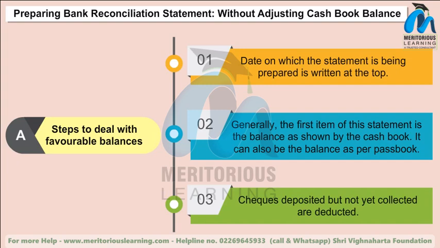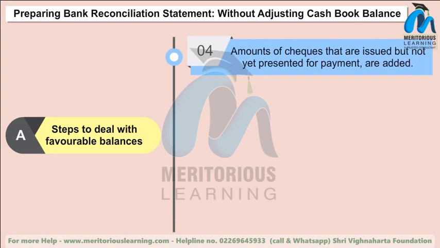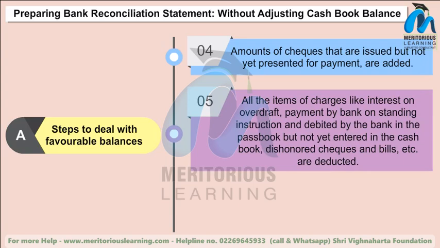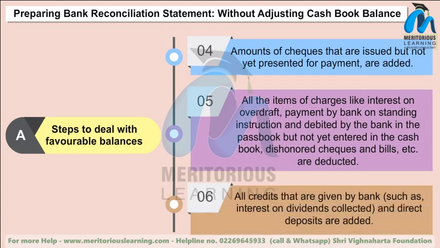3. Checks deposited but not yet collected are deducted. 4. Amounts of checks that are issued but not yet presented for payment are added. 5. All the items of charges like interest on overdraft, payment by bank on standing instruction, and items debited by the bank in the passbook but not yet entered in the cash book, dishonored checks and bills, etc. are deducted.